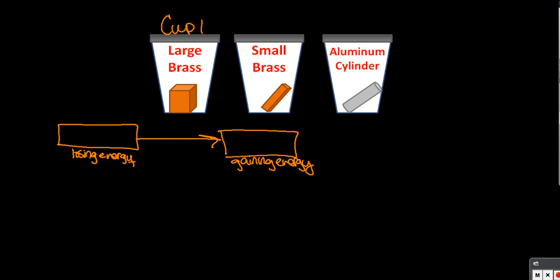In each of the examples, because the object itself was warmer than the water, and it was transferring the energy through conduction, the object that was losing the energy is the brass for cup 1. And what was gaining the energy? Well, we had it in water, and that's what we were measuring the temperature of.